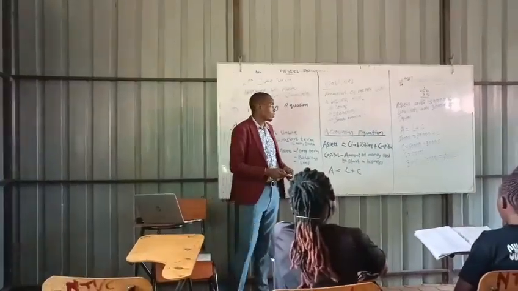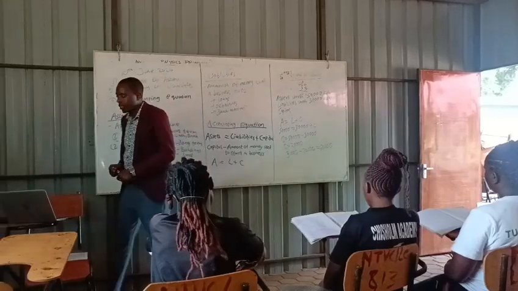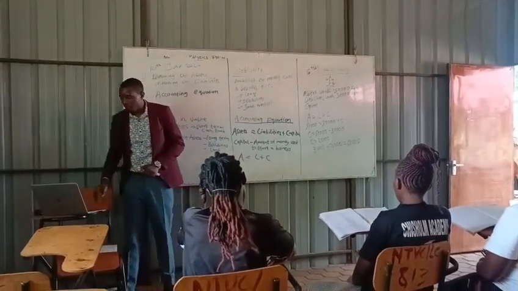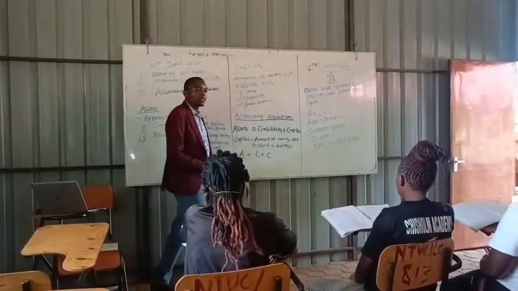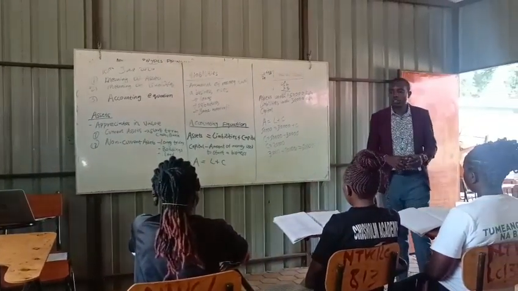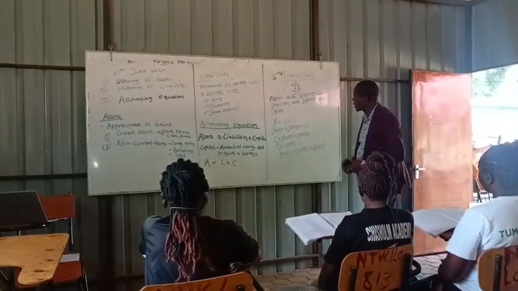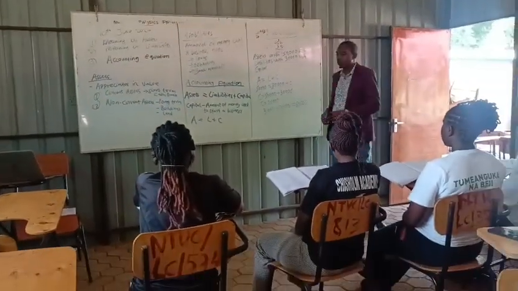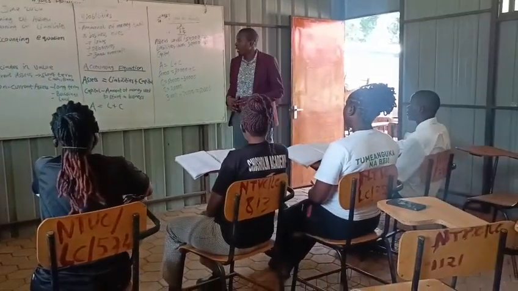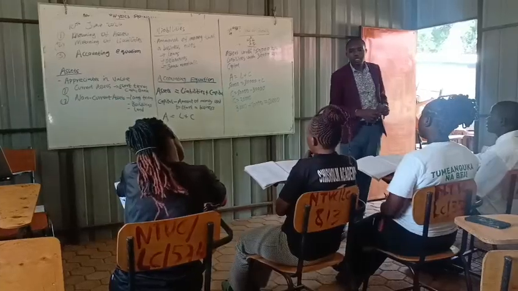So if I may ask you maybe one question, this one you can do often. If Dennis has liabilities worth 10,000 and capital worth 20,000, how much is his assets?